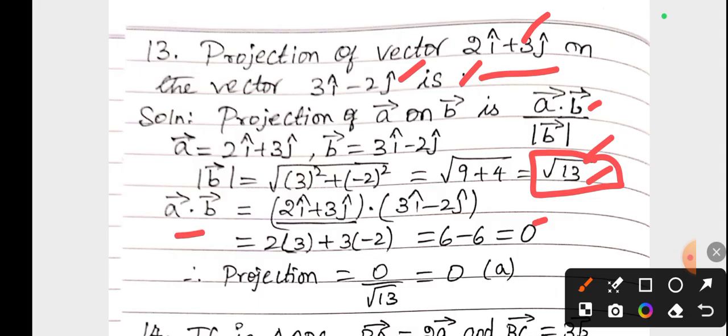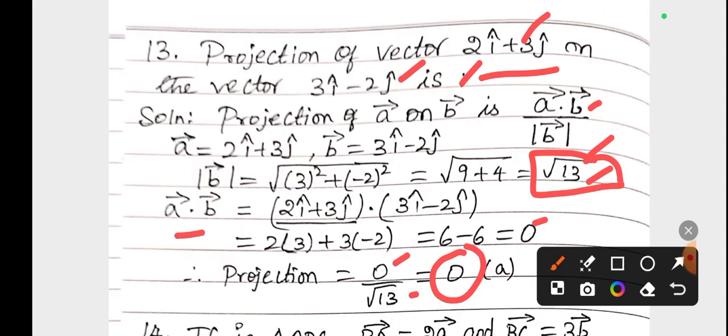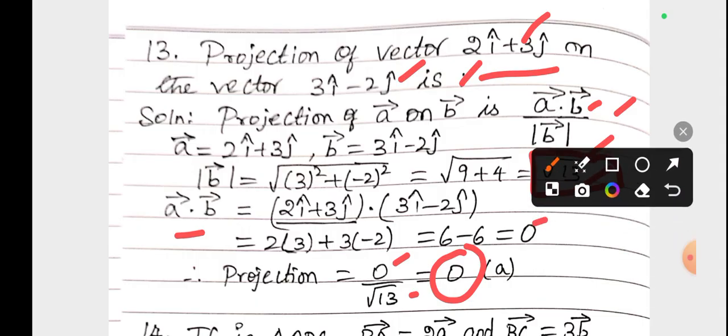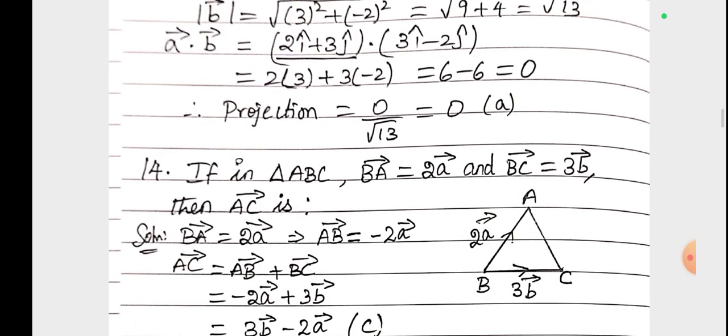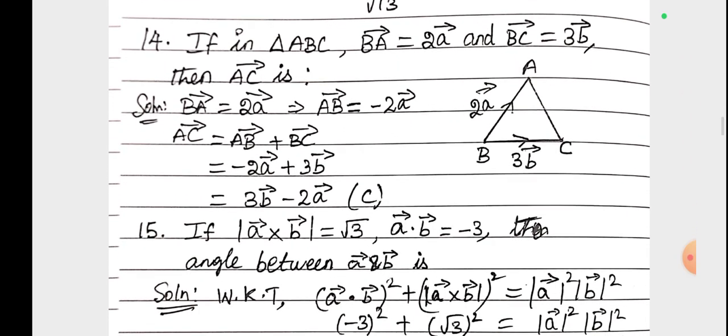Anyway, I have found it. 0 divided by anything is 0. Since it's an MCQ, it is not necessary to find the magnitude of b vector. Since you got 0, 0 divided by anything is 0, so the sum is over. So the projection formula is a vector dot b vector by magnitude of b vector. Whenever a vector dot b vector is 0, then your work is as good as over. Then going to the 14th question, children.